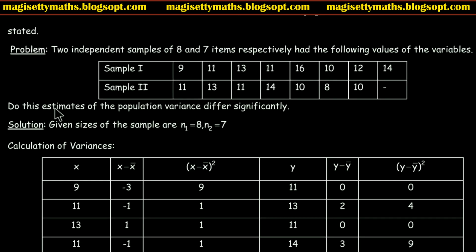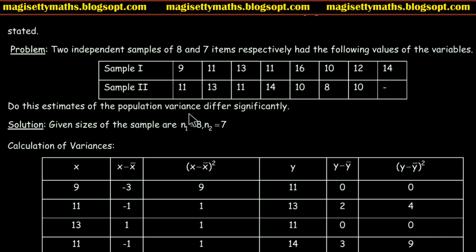Now coming to the example problem, here we have two independent samples of 8 and 7 items respectively that had the following values of the variables. Sample 1: 9, 11, 13, 11, 16, 10, 12, 14. Sample 2: 11, 13, 11, 14, 10, 8, 10. The question is, do these estimates of the population variances differ significantly? That is, we have to evaluate whether there is any significant difference between the two population variances.